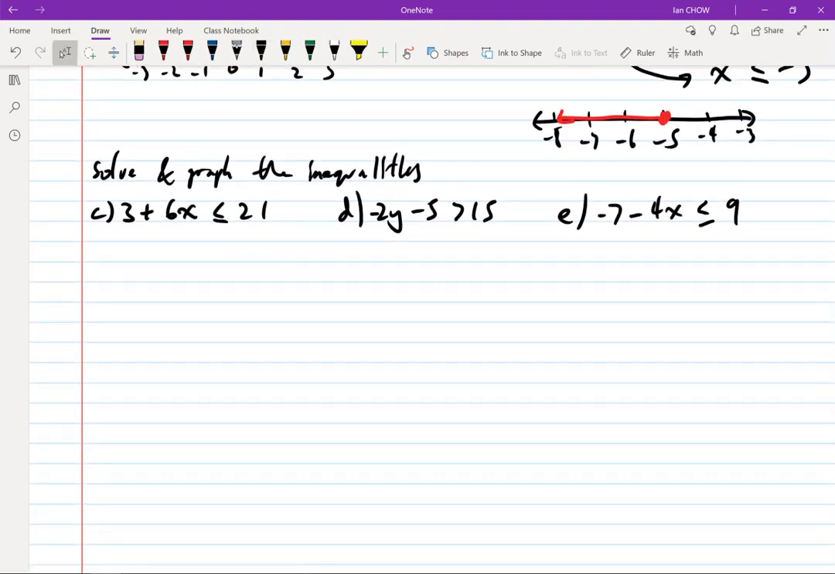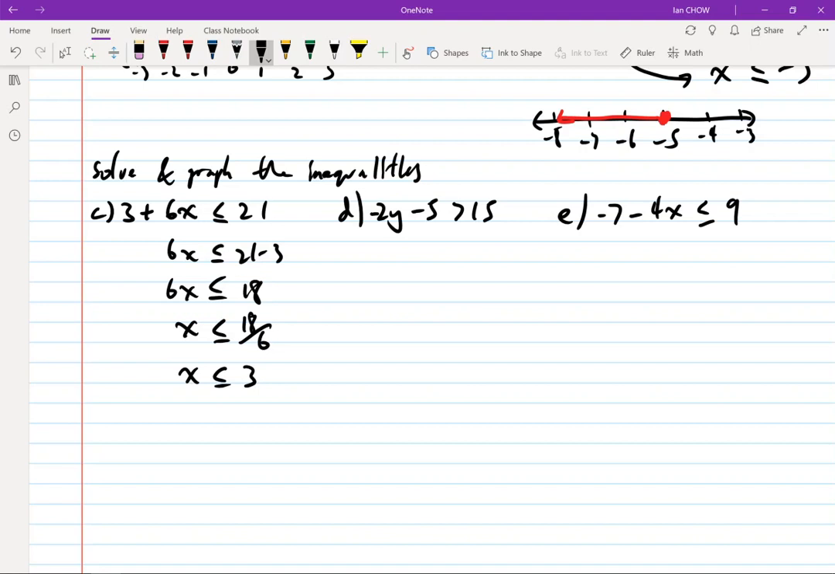So we have 3 plus 6x is less than or equal to 21. And so 6x is less than or equal to 21 minus 3, which is going to be 18. 6x is less than or equal to 18, which means that x is less than or equal to 18 divided by 6. And so 18 divided by 6 will be 3. So x is less than or equal to 3.